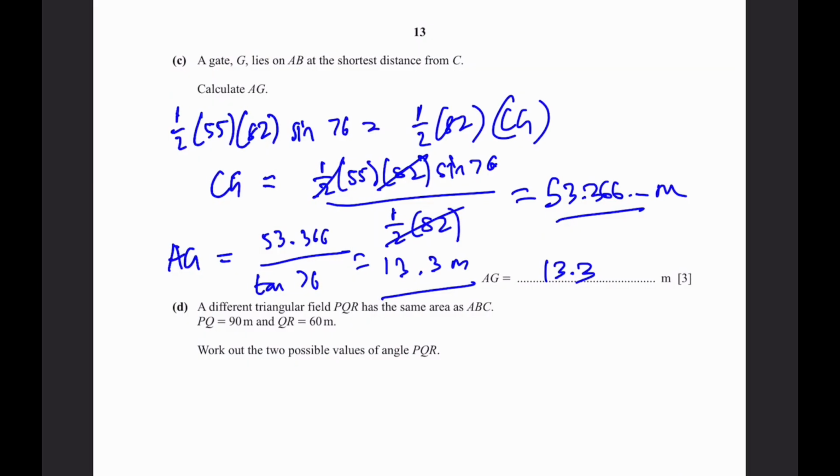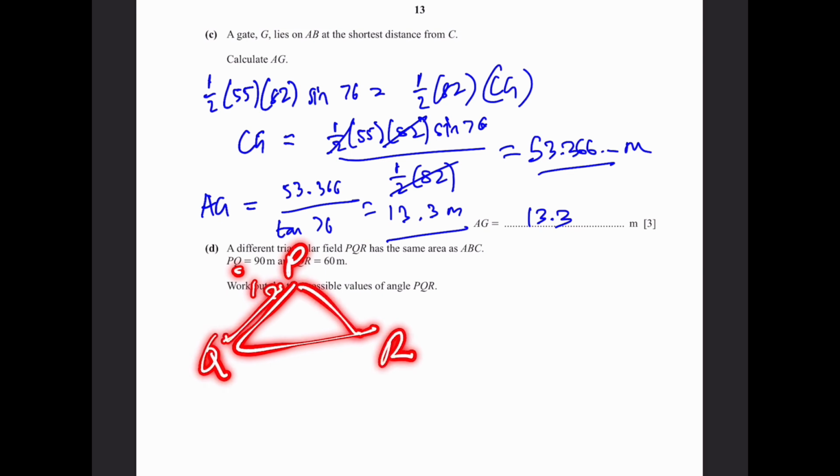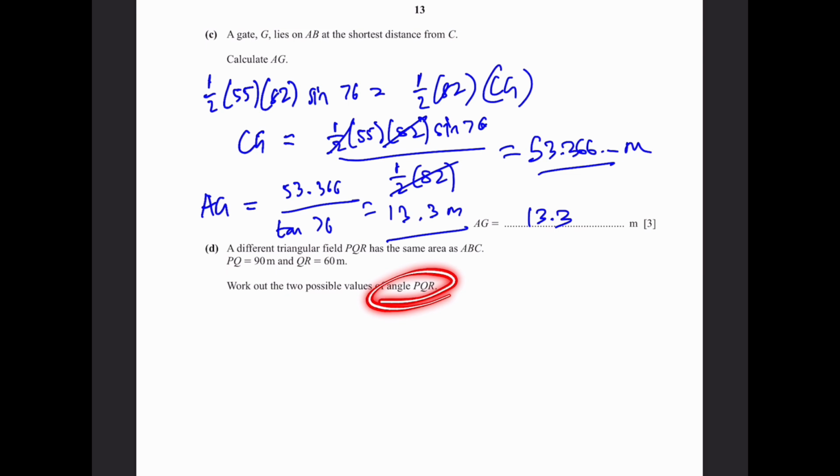So that's the answer. Now let's go to part D. A different triangular field PQR has the same area as ABC. PQ equals 90 meters and QR equals 60 meters. Work out the two possible values of angle PQR. So if they have the same areas, that means either half base times height is equal or half AB sine C is equal. So since we have two sides, we can find the angle between them, which is PQR. So if this is PQ and R, the angle between PQ and QR is angle PQR, which we need to find. So we can compare the areas.